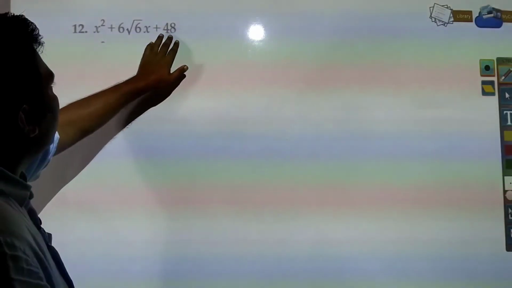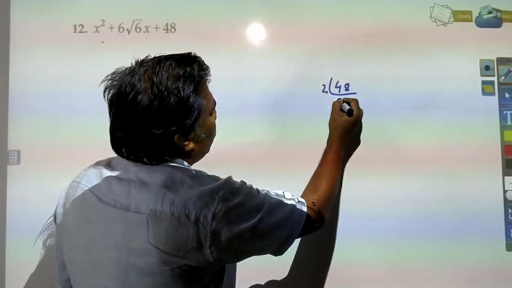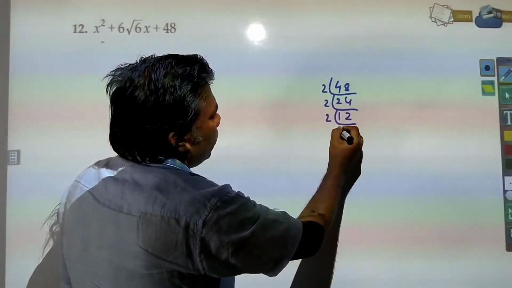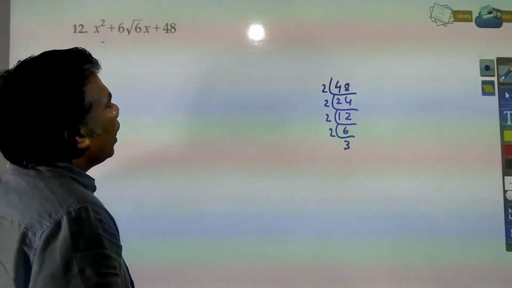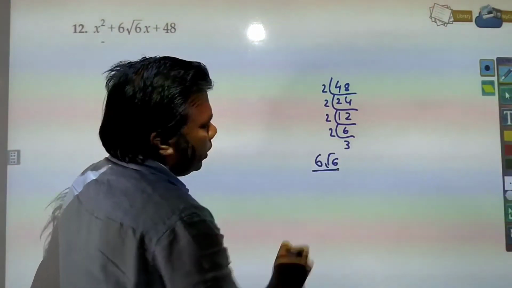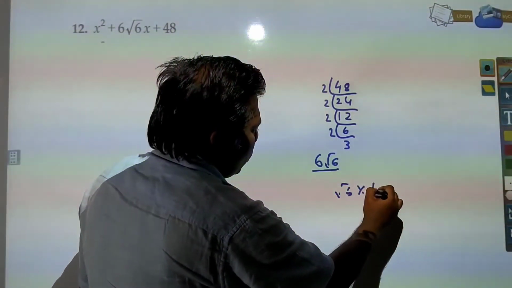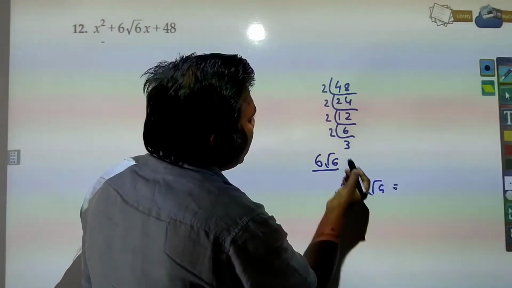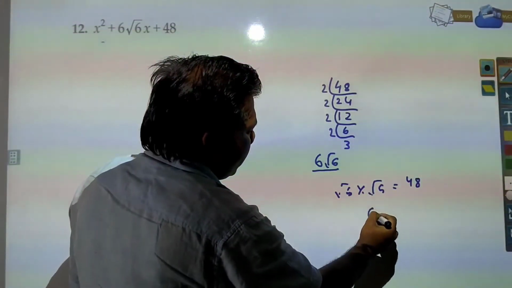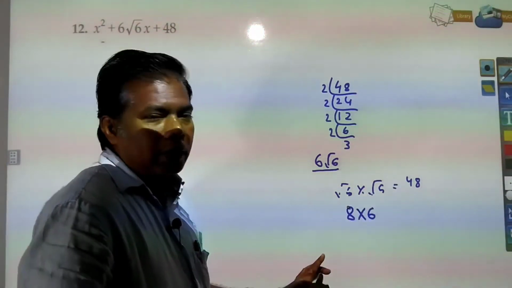Here you see 48 you have. Again the same thing is required to be done. 48, 2 2s are 4, and 2 4s are 8, 2 1s are 2, 2 2s are 4, 2 6s are 12, 2 3s are 6. Now here you have 6 root 6, same method is required to be applied. 6 root 6 you have. Now root 6 into root 6 you will be having, and then you should get product 48. So already root 6 into root 6 will become 6. So 8 6s are 48 we will get.